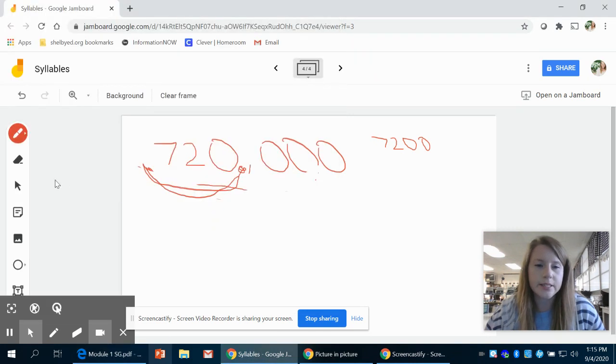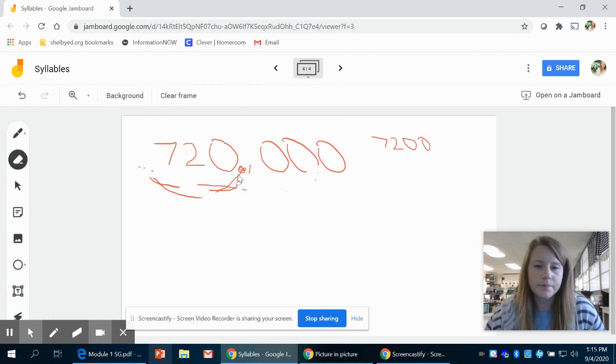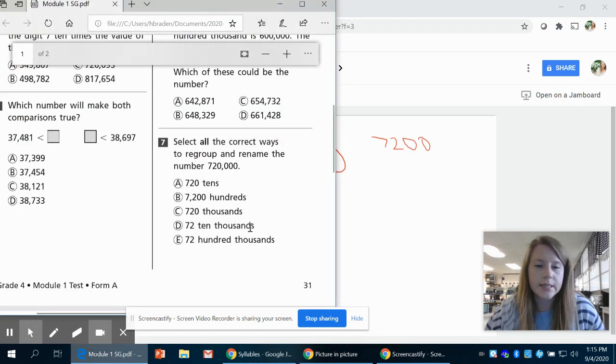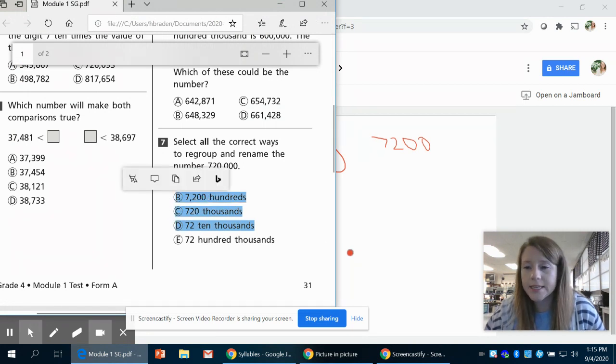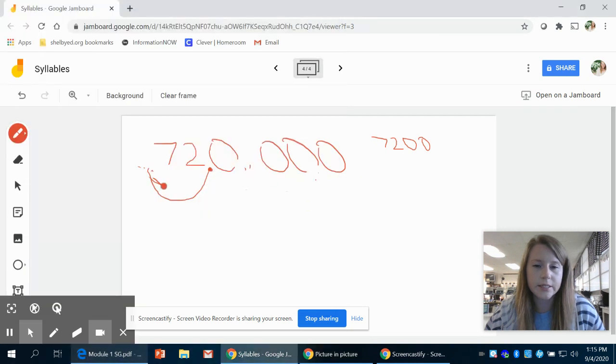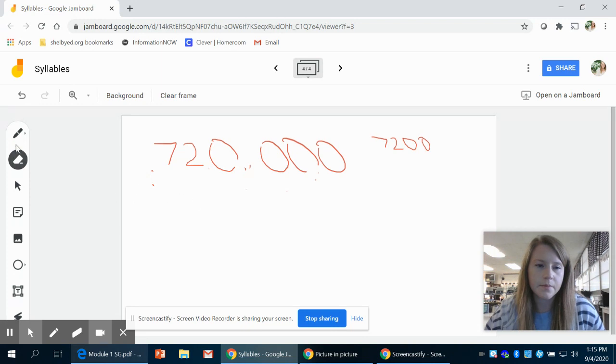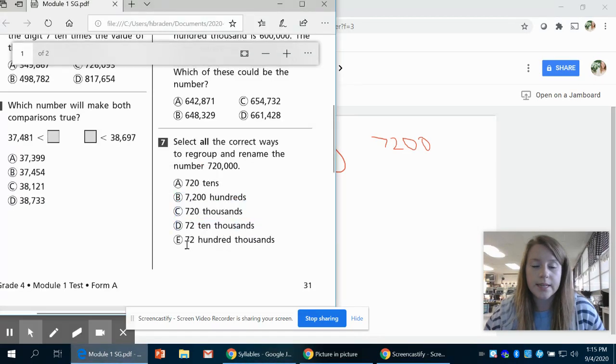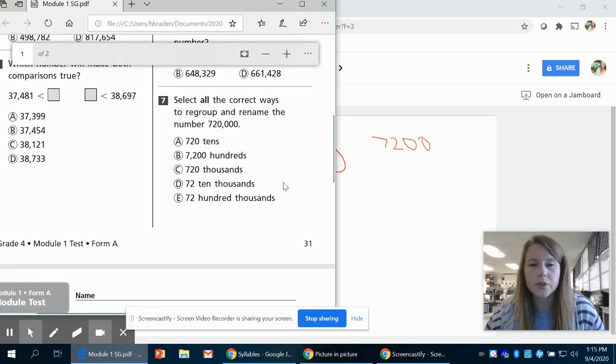All right, now 10,000s. Let's go to my 10,000s place. Ones, tens, hundreds, thousands, 10,000s. Make the scoop. So I got 72 10,000s. So far we have B, C, and E. And 100,000. Ones, tens, hundreds, thousands, 10,000s, 100,000s. So I only have a 7 in my scoop, and it says 72. So nope, E is not an answer. So we only have B, C, and E as all the correct ways to regroup and rename.